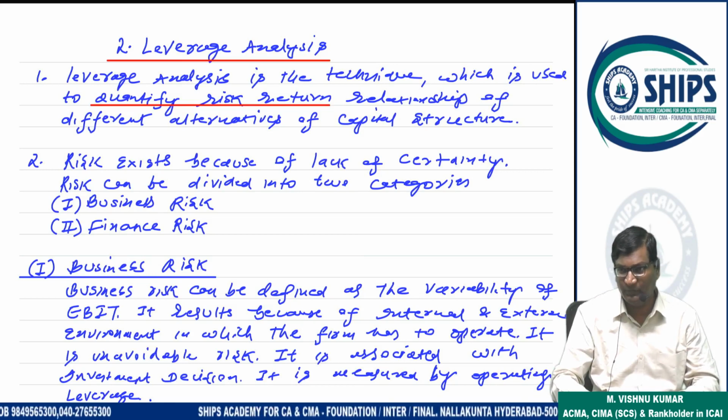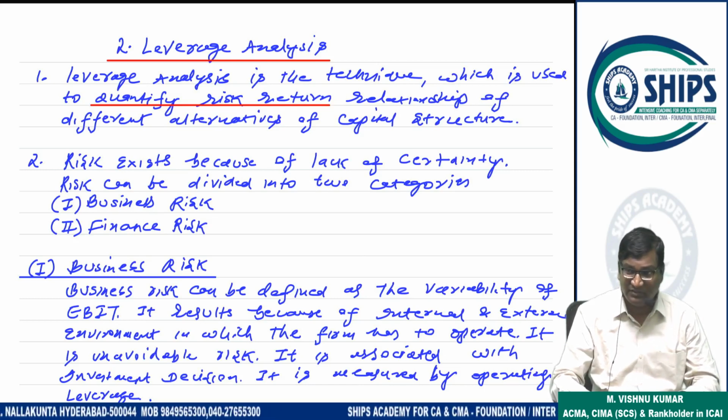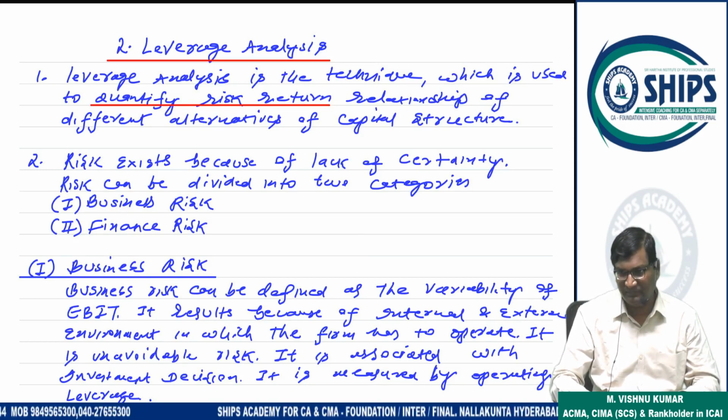Business risk is relating to your operating cost of the business. The operating cost is fixed cost. If operating cost increases or decreases, what will be the impact on EBIT? So your operating risk is also called variability in EBIT. If fixed cost increases or decreases, it will result in changes in the operating risk. So to calculate operating risk, the concept of operating leverage will be used.